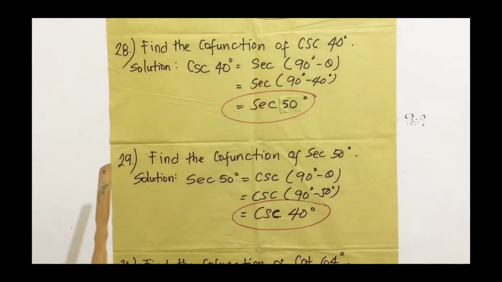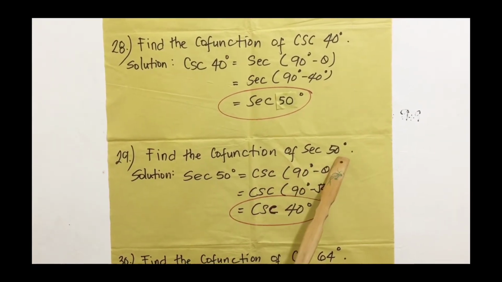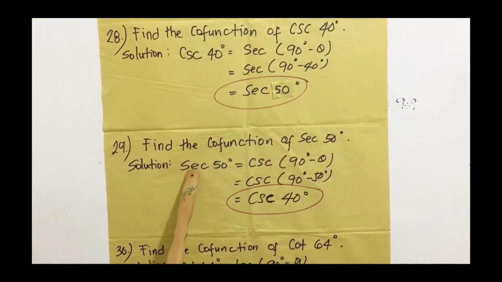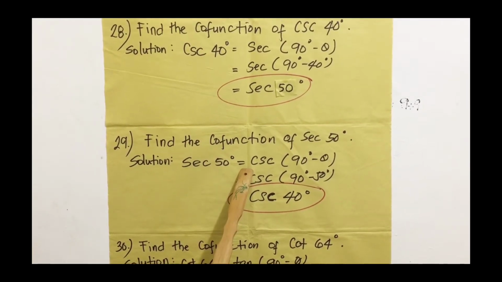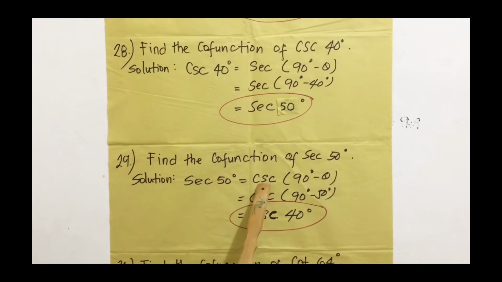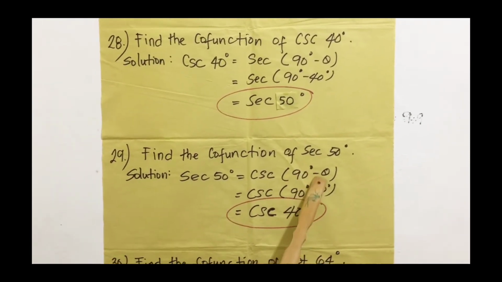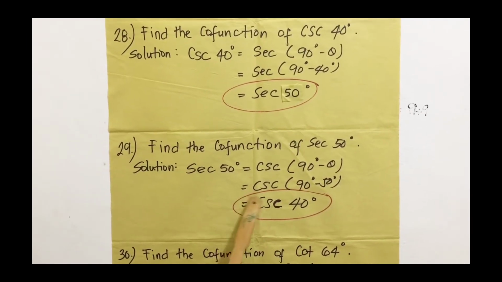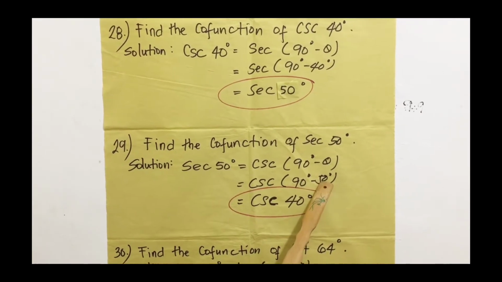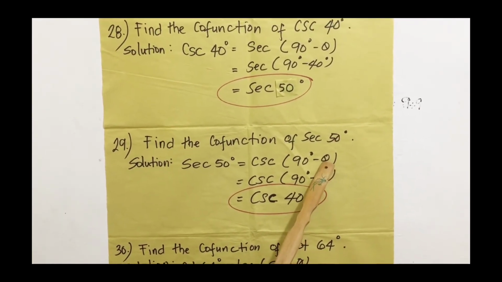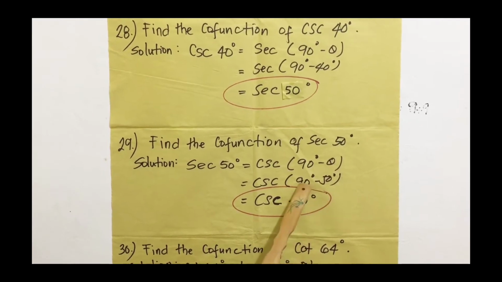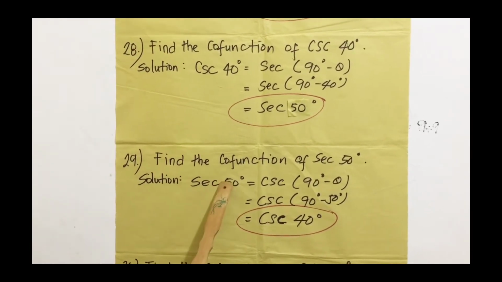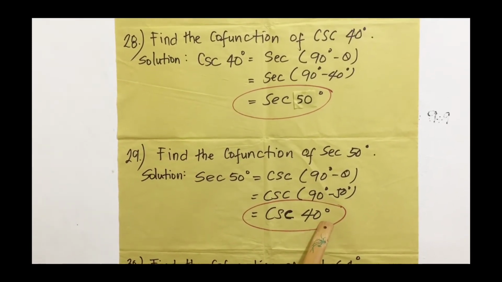Okay, number 29. Find the co-function of secant 50 degrees. For our solution, we first copy the given. Secant 50 degrees is equal to our formula. The co-function of secant is cosecant, and we have 90 degrees minus theta, where theta is the angle given, 50 degrees. So we have cosecant of 90 minus 50. This 50 came from the given, and this is our formula. So 90 minus 50, now we have cosecant 40 degrees. The co-function of secant 50 degrees is cosecant 40 degrees.